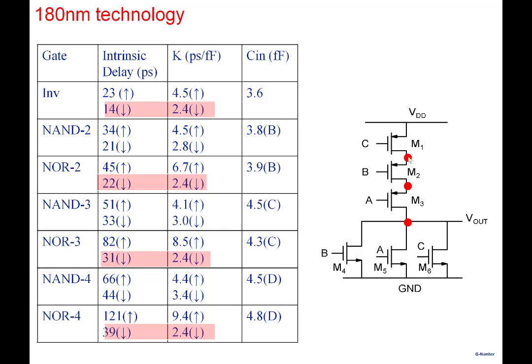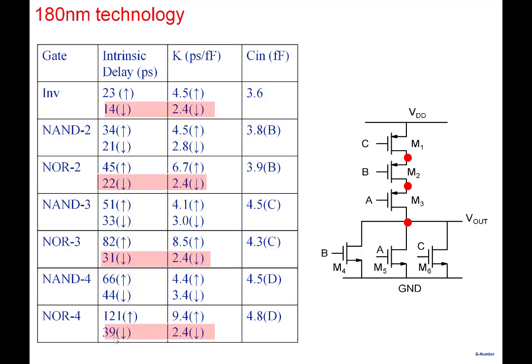And the capacitance at these points is also increasing. So that's why you see an increase in 14 to 22 to 31 to 39 here, because of the increase in capacitance here, here, and here, all these internal nodes as well. You can compare and see what happens as you go to more inputs, and that's the reason why they're not going towards a NOR 5 and a NOR 6 and all that here.